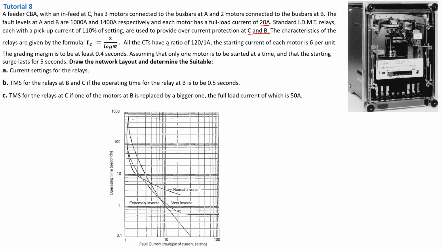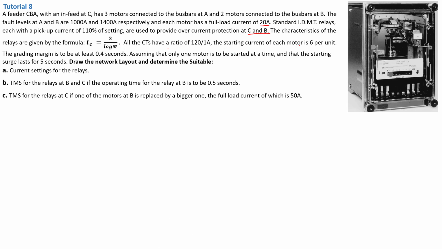Now, all the CTs have a ratio of 120 over 1 amp. So basically you will have 120 amp on the primary and 1 amp on the secondary of your CT. The starting current of each motor is 6 per unit. The grading margin is to be at least 0.4 seconds. That is the minimum time of operation between relays. So that is the grading margin.